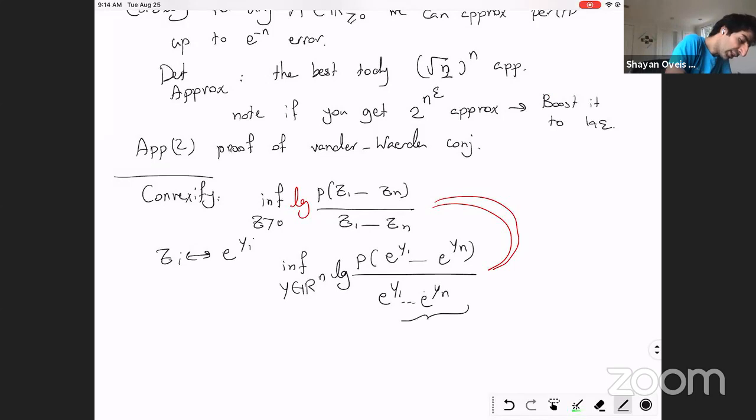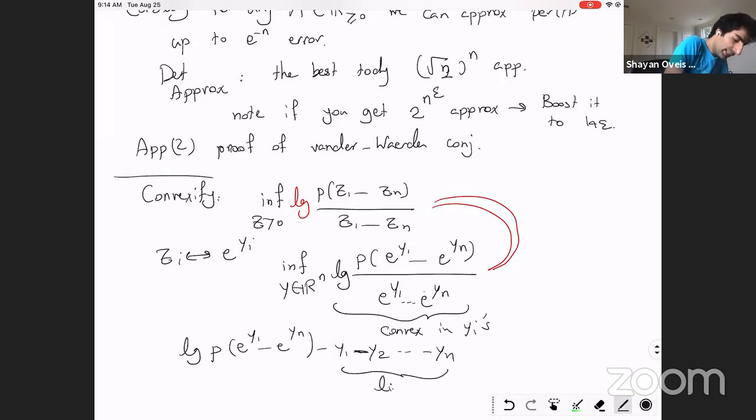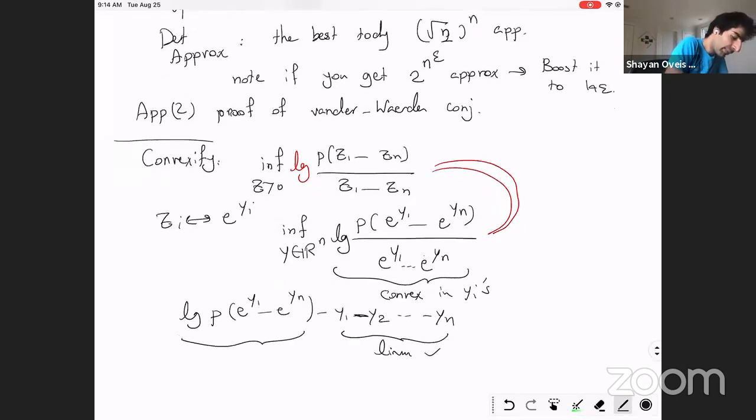I claim that this function is convex in the yi's, and the reason is that the log of it is basically log of P of e to the y1 up to e to the yn, minus y1 minus y2 all the way to minus yn. So this part is linear. This is fine. How about this one?